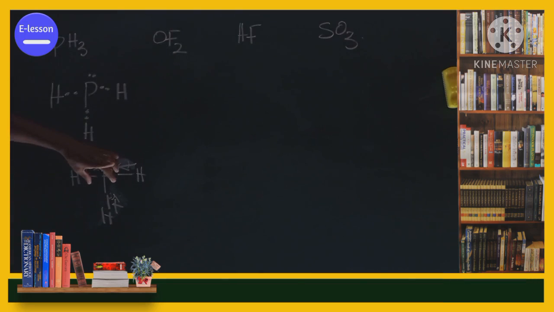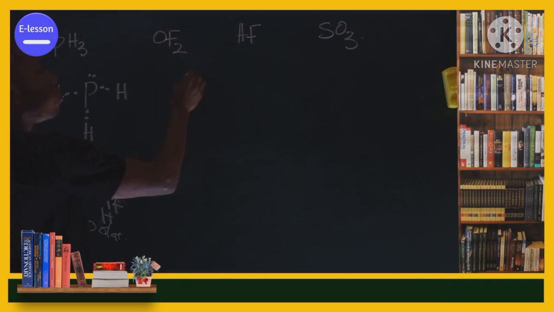Now, if you look at this atom very well, this is phosphorus. It has a lone pair of electrons, it has a dipole moment. That means it has a site of positive charge and negative charge. So this molecule is what? Polar. It's polar. As we take other examples, you understand well.